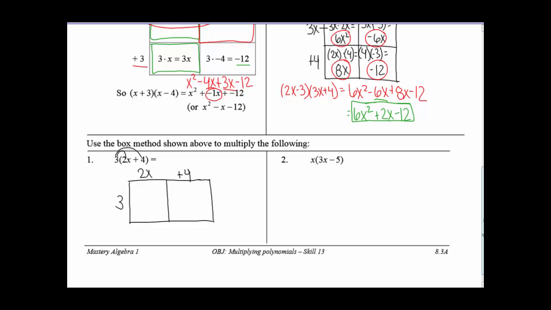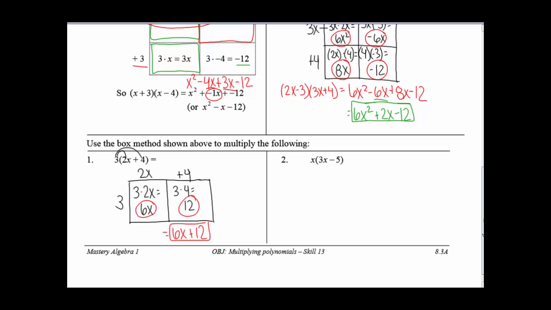So for this first box, I'm going to take 3 times 2x. That will get me 6x. And for the second box, I'm going to have 3 times 4, which gets me a total of 12. So now if I add those two boxes up, I have a 6x and a plus 12 as my final answer.